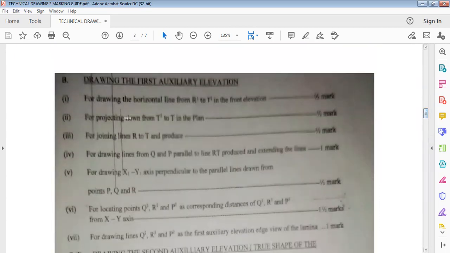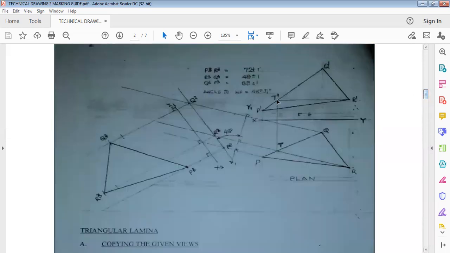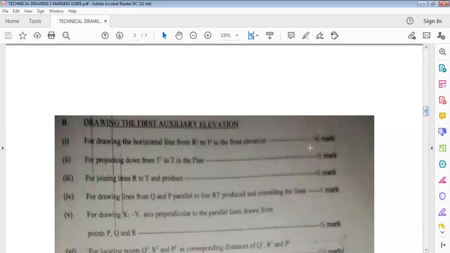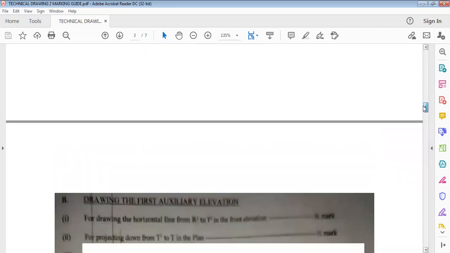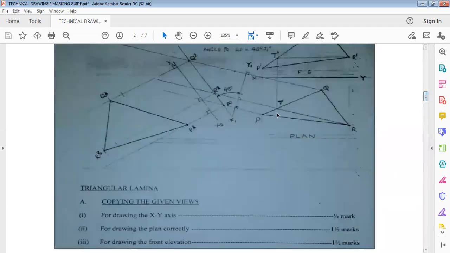And then for projecting down from T1 to T in the plan, you have half mark. So for drawing that vertical line from T1 down to the plan to locate this point T, you have half mark. And the next one is that for joining lines R to T and produce, you have half mark. For drawing this line from R to T and producing it forward like this, you have half mark.